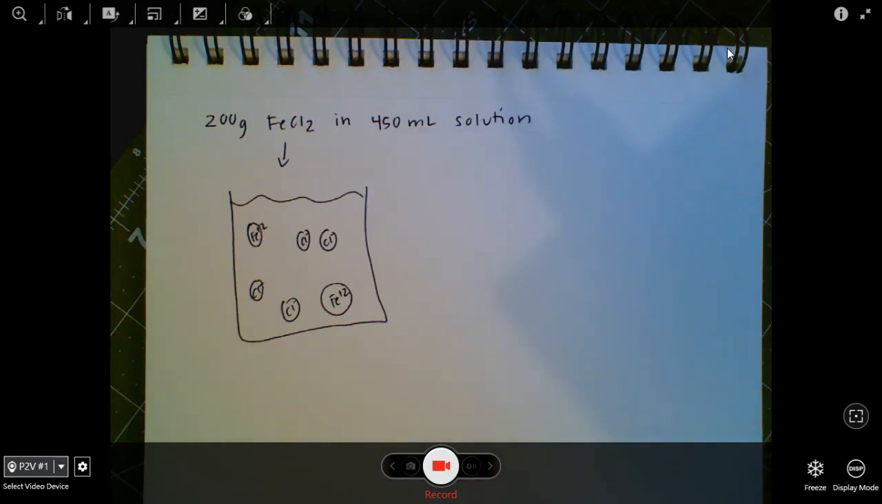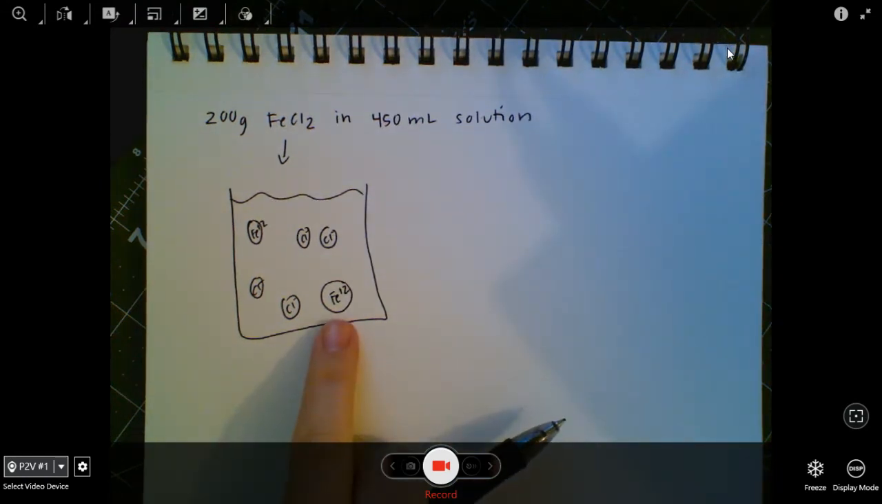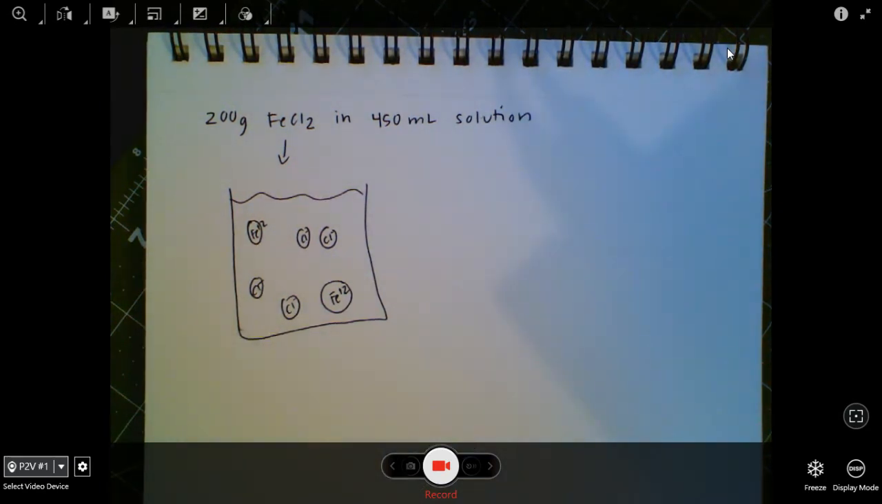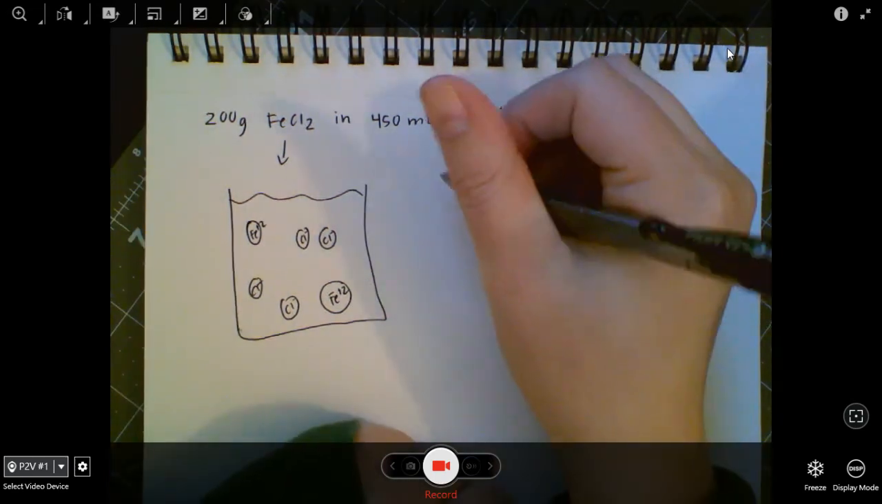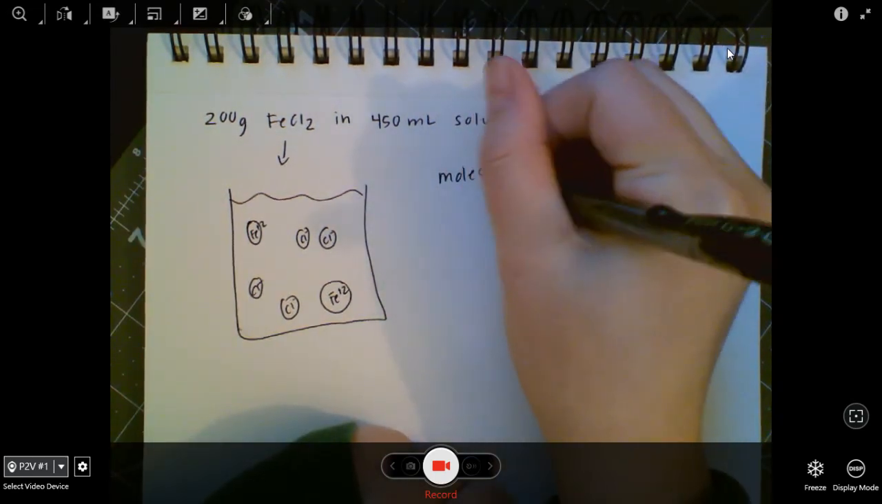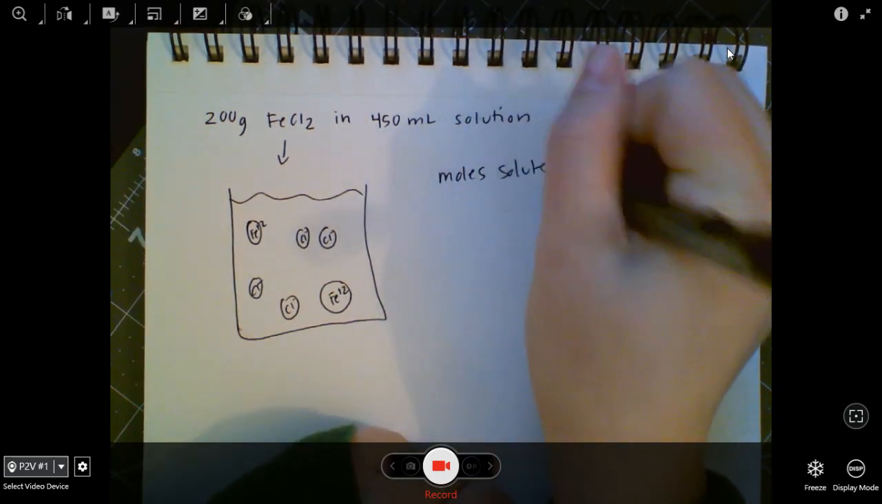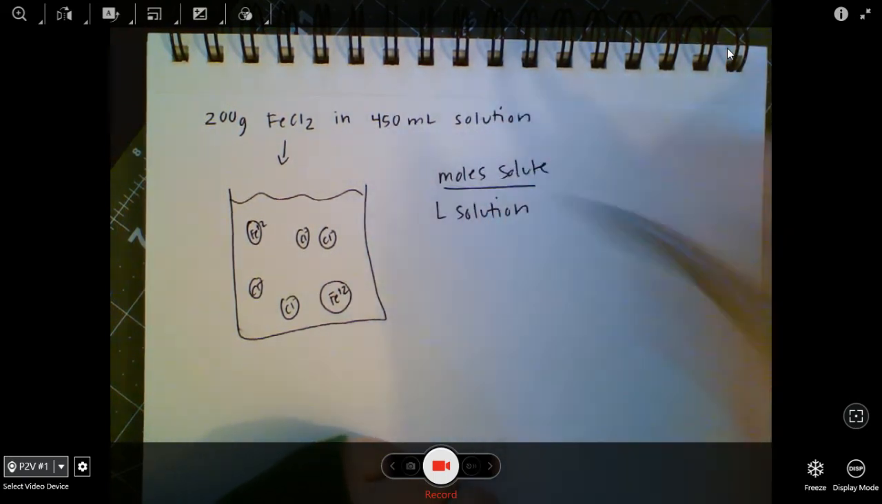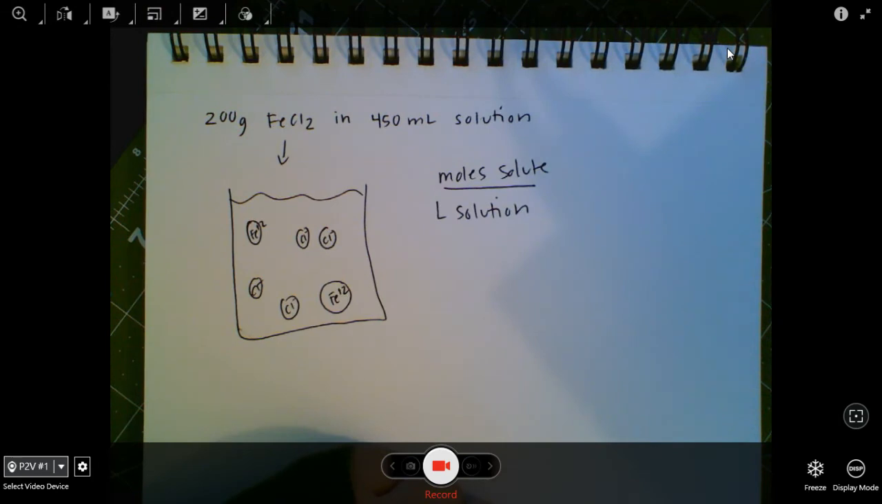Okay, so I'm going to get 1 iron 2 plus ion and then 2 chloride ions every time this thing dissolves. And again, you don't need to draw this picture, but I would try to make a mental picture of what's happening as you're going along with this. Okay, so for our molarity calculation, it needs to be moles of my solute divided by the liters of solution. So moles of solute divided by liters of solution.